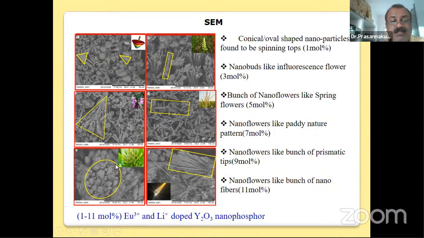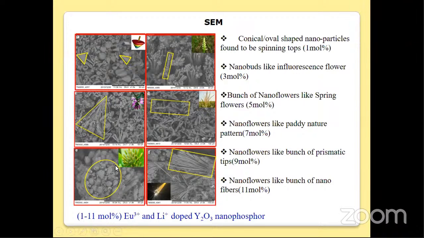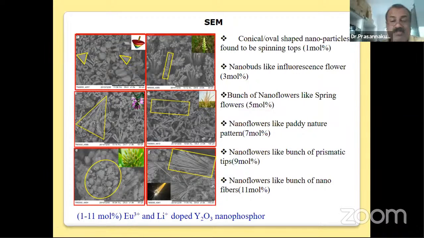Right. Next, this is nanoflowers like a bunch with prismatic tips. Here nanoflowers like a bunch of nanofibers. It appears to be like nanofibers.